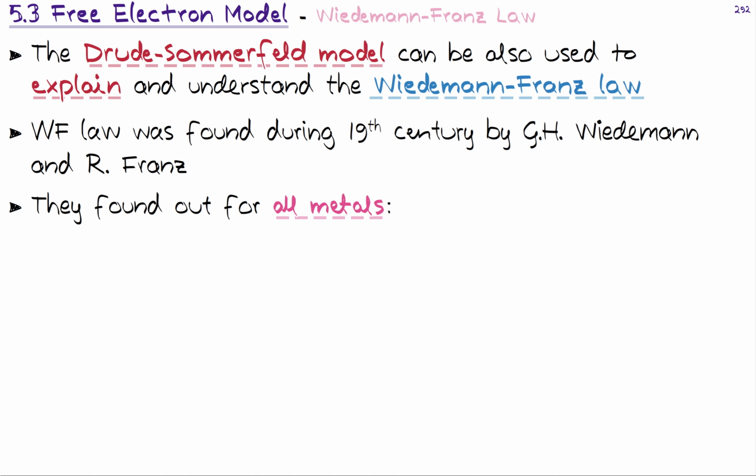They found essentially that for all metals this proportionality applies: we have kappa, which is the thermal conductivity of our piece of solid, and then we have sigma, which is our electrical conductivity. So this ratio between kappa and sigma, the thermal and electrical conductivities, equals a constant known as the Lorentz number L times the temperature T of our piece of metal. And this was discovered by the two gentlemen outlined, Wiedemann and Franz.